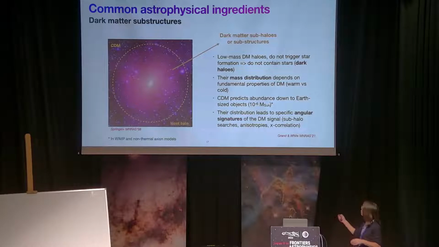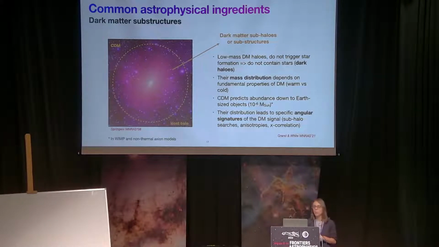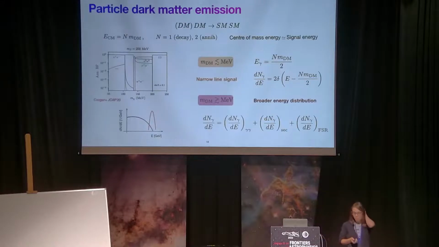So you can really leverage these angular signatures in different ways: looking for anisotropies, looking for unassociated subhalos, so point sources that are not associated with anything else and could be sourced by dark matter, or cross-correlation with multi-wavelength catalogs. But let's have a bit better look at the emission of high-energy photons from particle dark matter candidates.